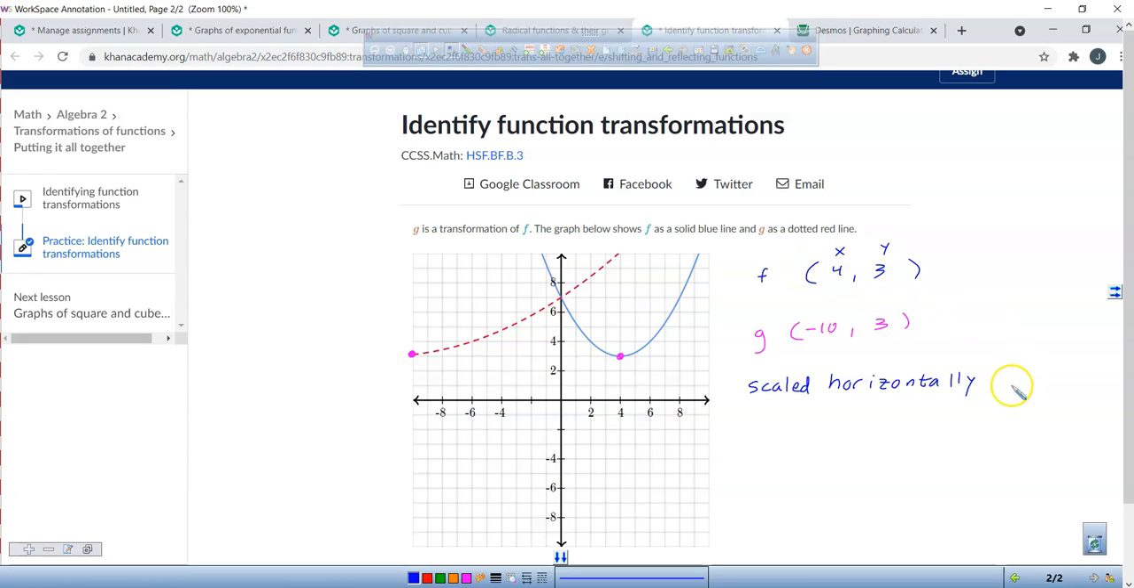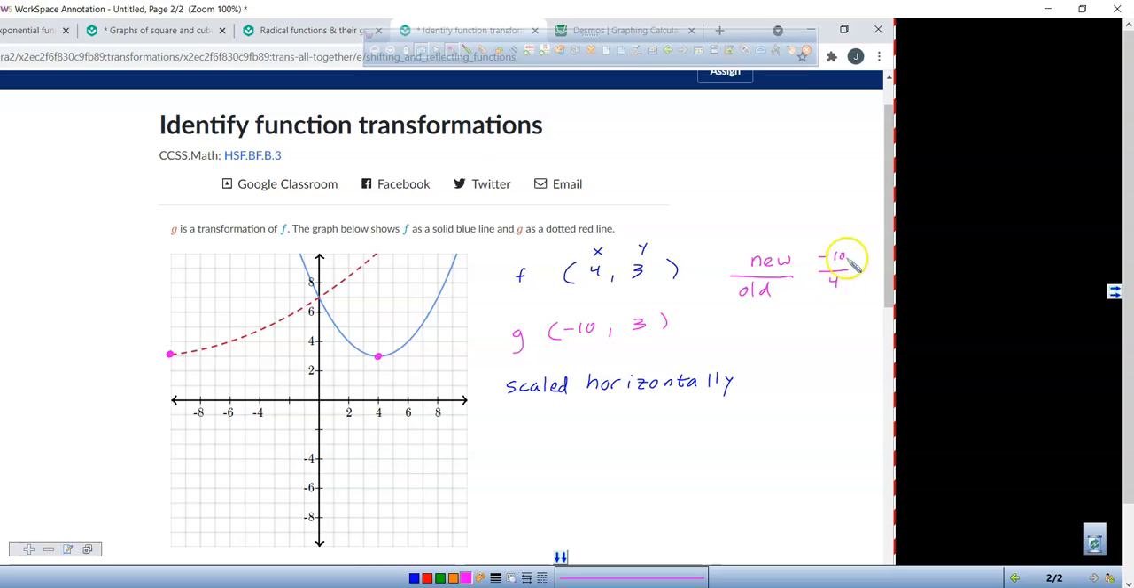So would you guys agree this is the new and that's the old? Okay, all right. So let's check this out. What's the new ordered pair? -10, right? Over what's the old? 4, right? If I divide those, what's -10 divided by 4? Would you guys agree that's like -5 over 2? So it's been scaled by a -5 over 2.